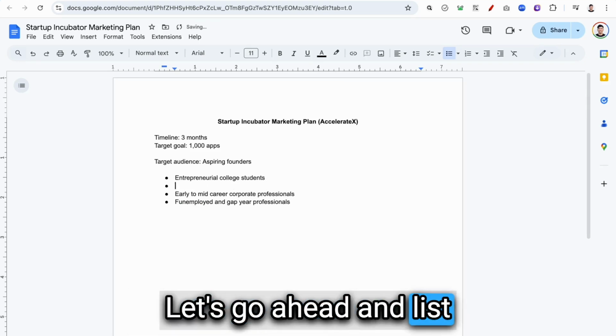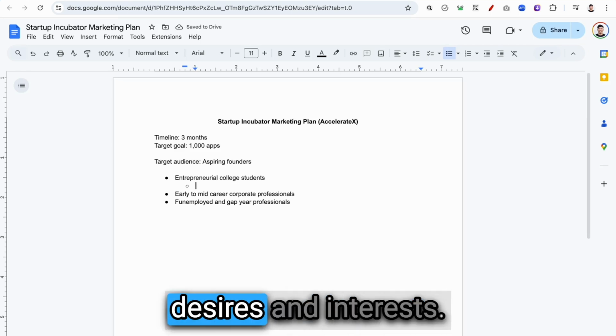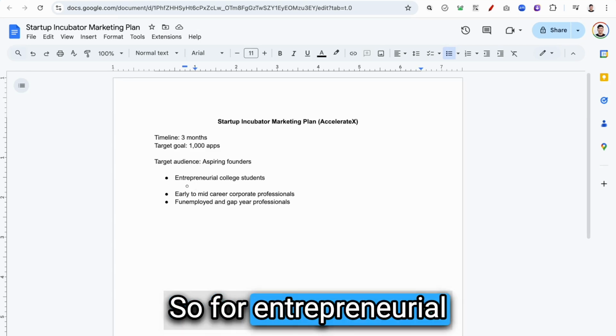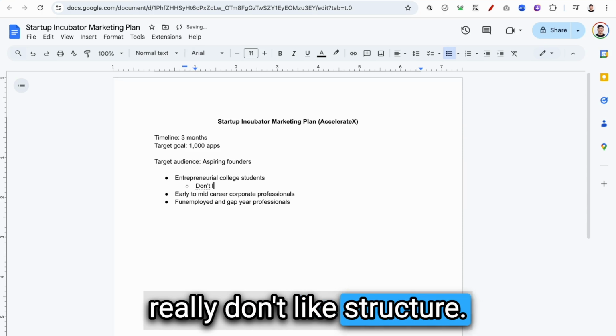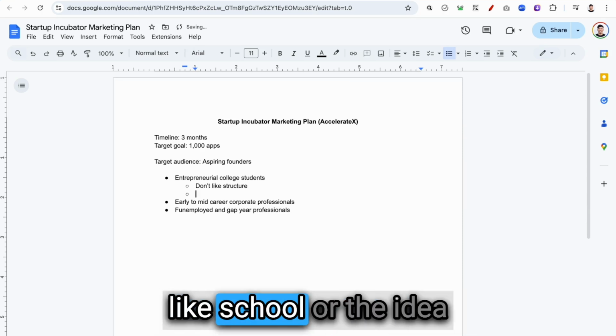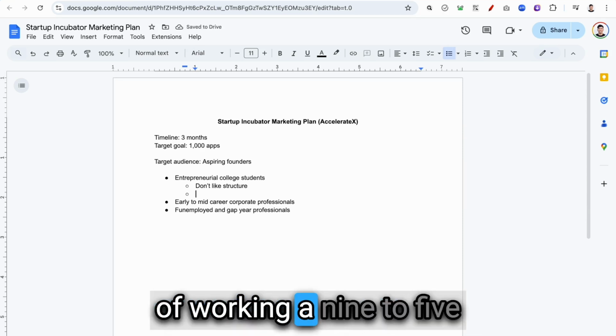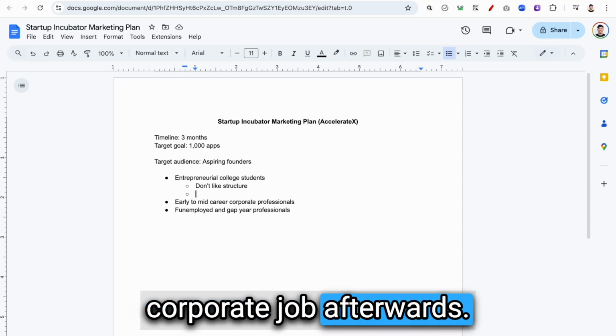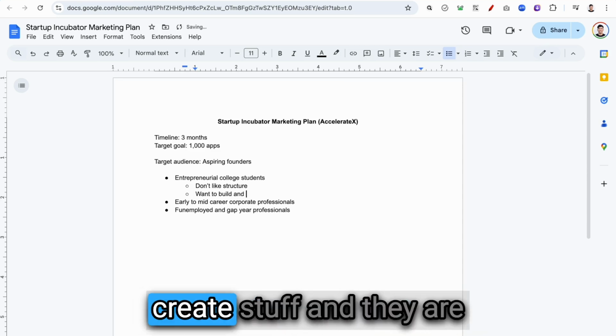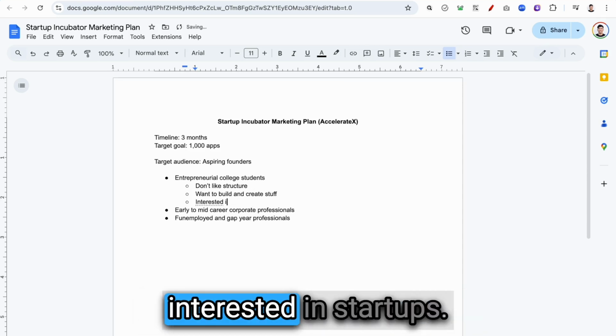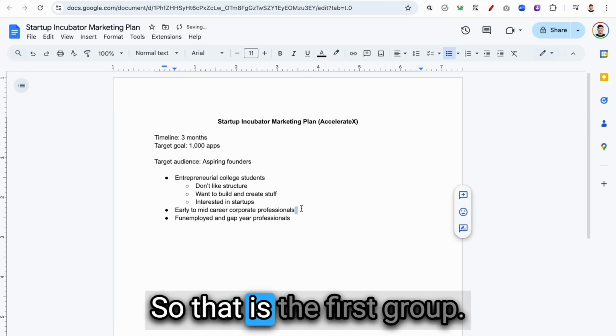Let's go ahead and list out their pain points, desires, and interests. So for entrepreneurial college students, they really don't like structure. So they might not even like school or the idea of working a 9-to-5 corporate job afterwards. They want to build and create stuff, and they are interested in startups. So that is the first group.